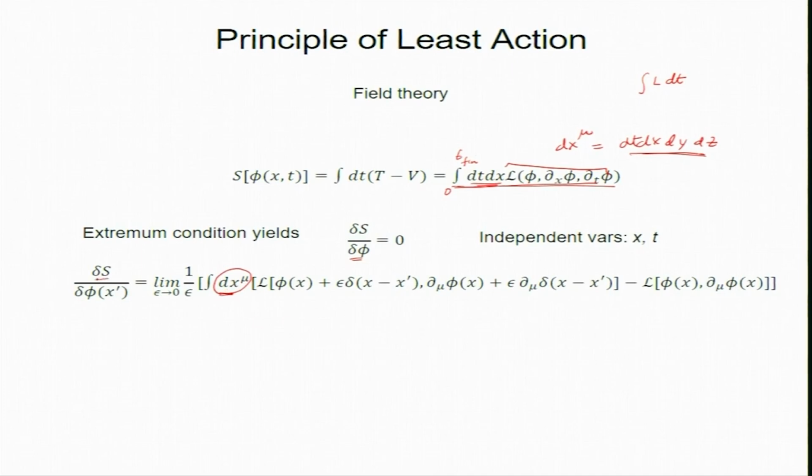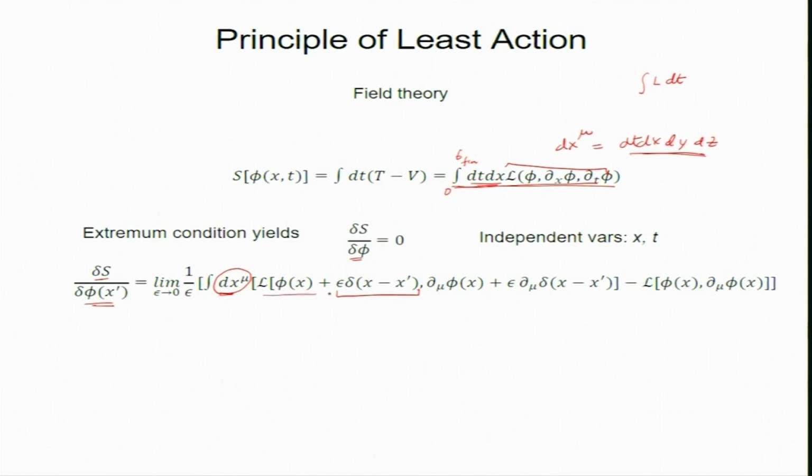Now, how do I get this delta S? I said you vary phi by a delta function. Remember we had done this thing: I am varying phi by epsilon delta of x minus x prime. We said there is a field and you just give it a small kink at x prime and integrate with dx. I am going to get something as a function of x prime, then divide by epsilon and take that limit. So this is the integral with dx.